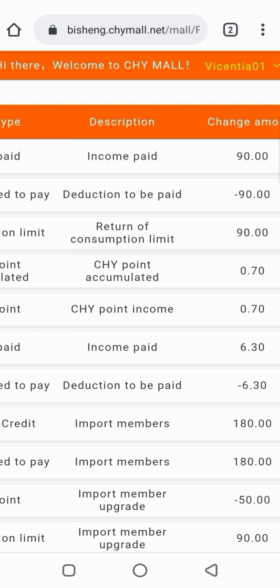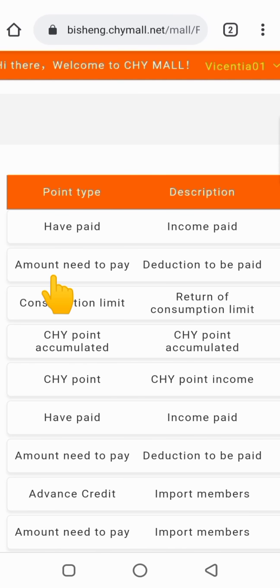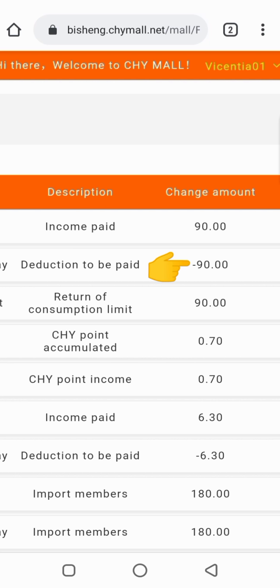This was the reason. The trading capital was also deducted to pay for the loan. If you check this side, amount needed to pay, deduction to be paid, minus 90. So when your VIP2 account is credited with $97, the company took the $90 and you were just given the $7 as the profit. And even with the $7, the company still takes 90% and then gives you the 10%.